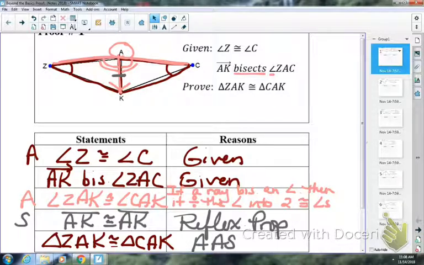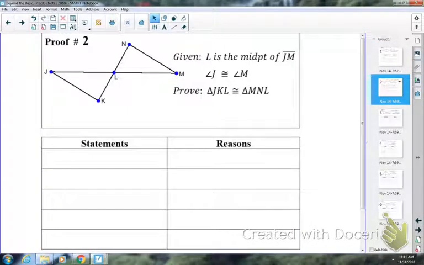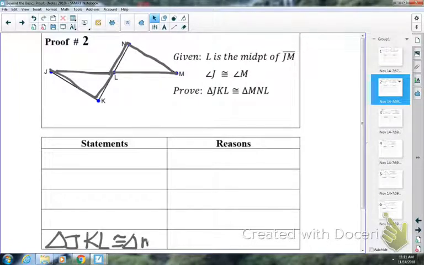Okay, so let's move on to number 2. There are 6 of them, like I said. In this second one, we want to prove that triangle JKL is congruent to triangle MNL, those 2 gray ones. Again, that's how I know I want my proof to end. That's how I know I'm finished, if I have enough to get to that point.